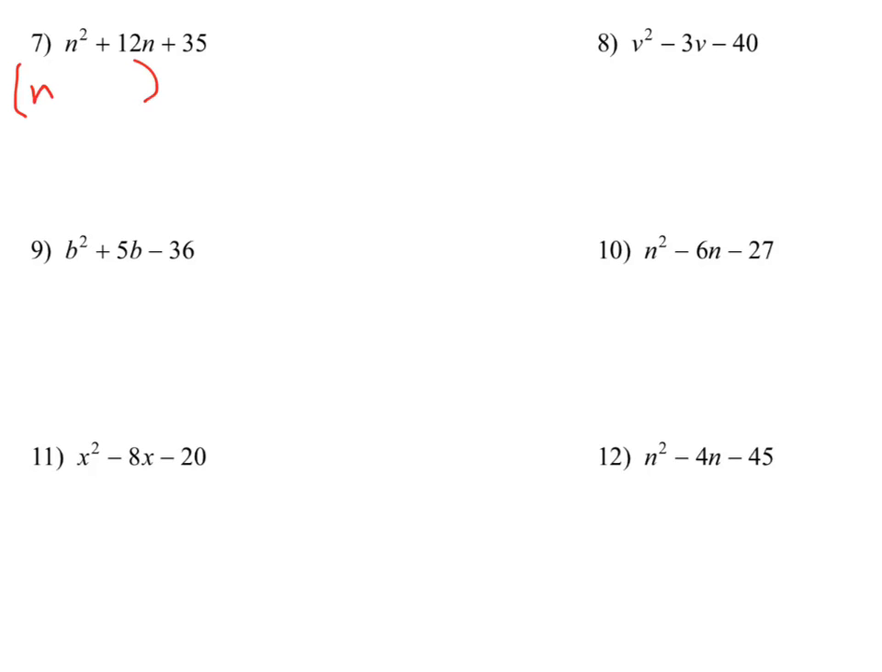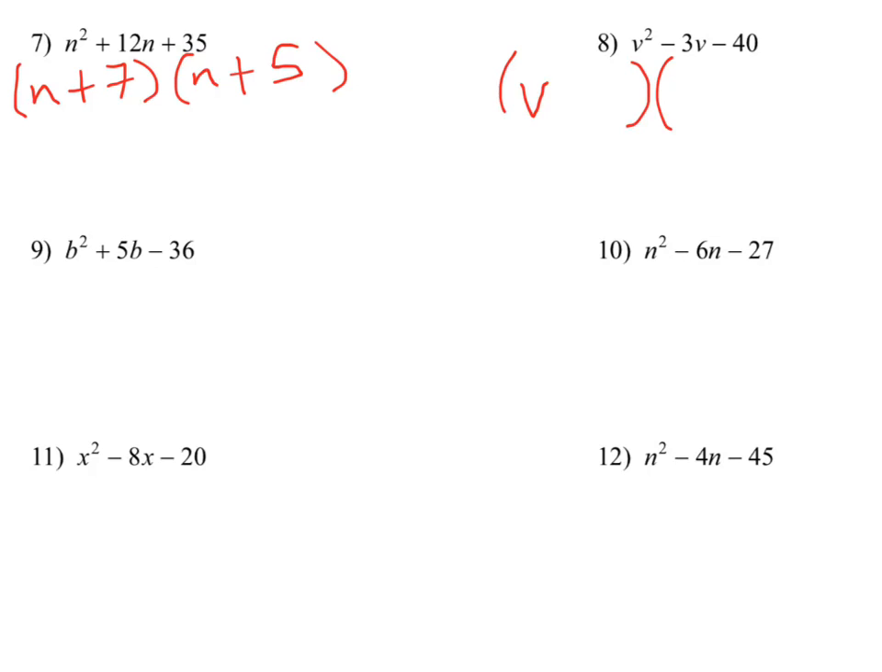Moving on. Number 7. Both of our binomials are going to start with n, because that's the variable in question. All the terms are positive here, so we're going to have some positive additions to these binomials. And you think of two numbers that multiply together to give you 35 and add to give you 12. Well, 7 and 5 multiply together to give you 35. And if you add those together, you get 12. So there you go. There's that one.